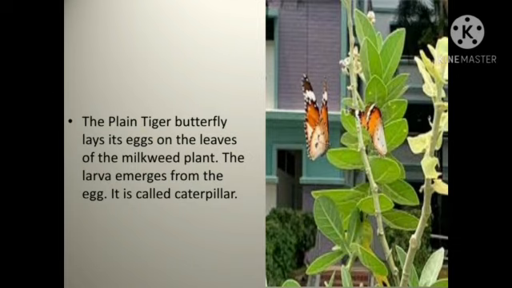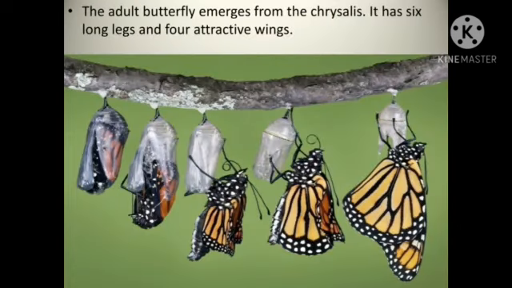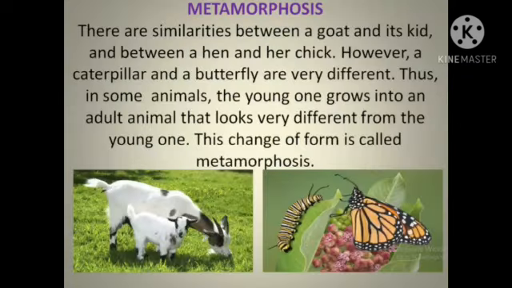It is called caterpillar. When the growth of the caterpillar is complete, it enters the pupa stage during which it lives inside the chrysalis. The adult butterfly emerges from the chrysalis. It has 6 long legs and 4 attractive wings.